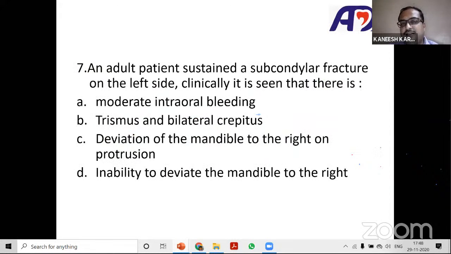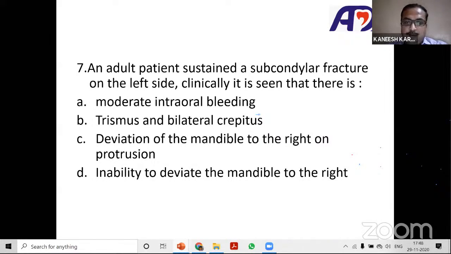An adult patient sustained a subcondylar fracture on the left side. Clinically, it is seen that there is... So I'll tell you the concept behind this. There is a subcondylar fracture on the left side. So what will happen? The mandible will always deviate to the affected side.